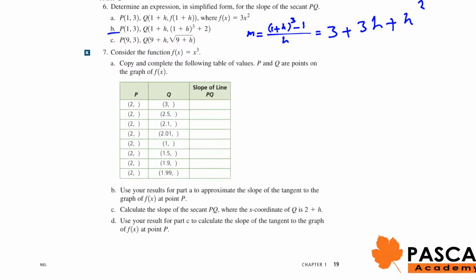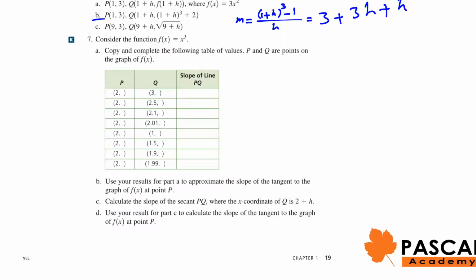Question number 7. Consider the function f of x equals x cubed. Copy and complete the following table of values. P and Q are points on the graph of f of x.